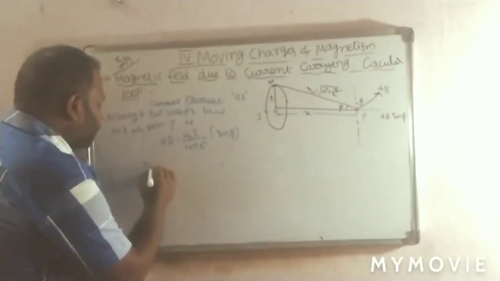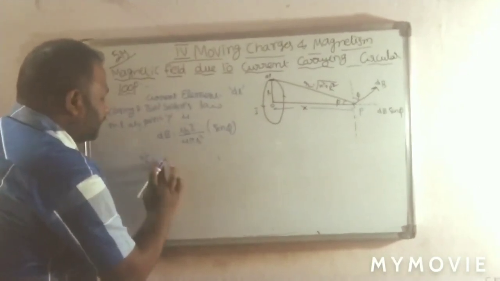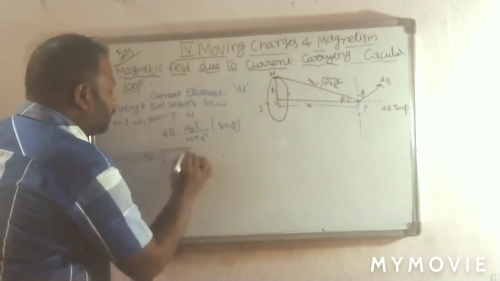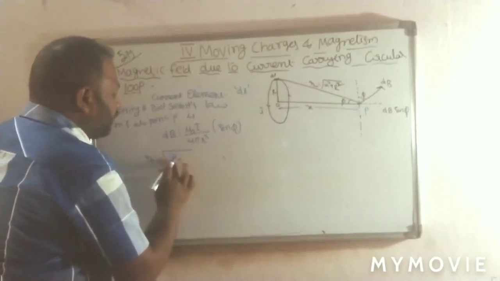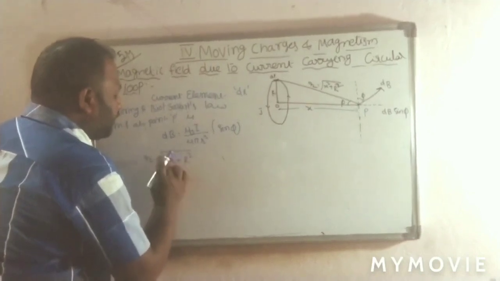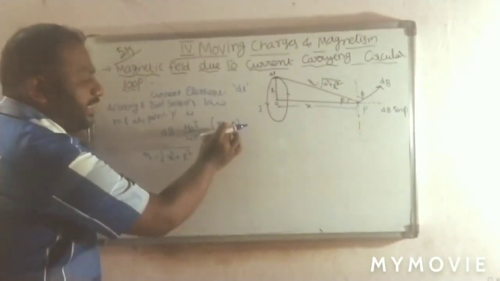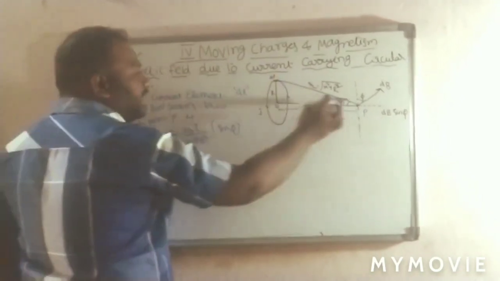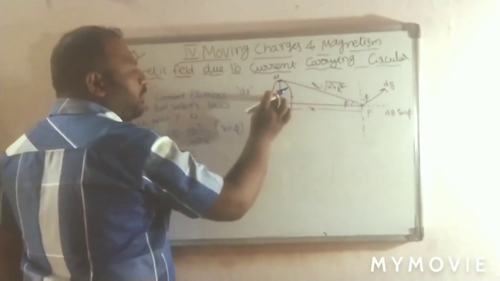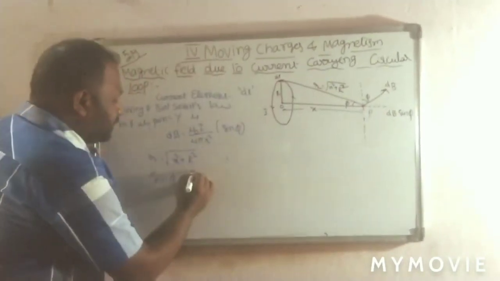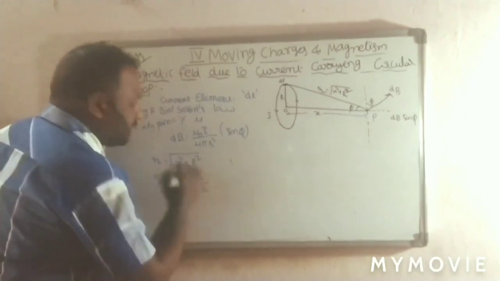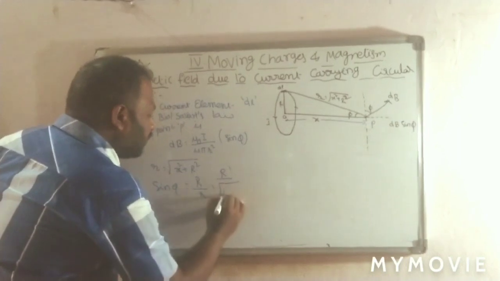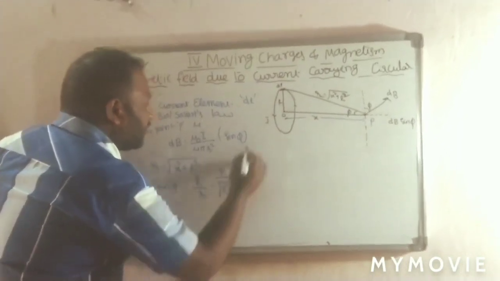And here what is r square? The distance r is equal to root of x square plus capital R square. The next term required is sin phi. See this right angle triangle: sin phi is equal to opposite side by hypotenuse. Opposite side is capital R, hypotenuse is small r. So sin phi is capital R by small r, which is equal to capital R by root of R square plus x square.